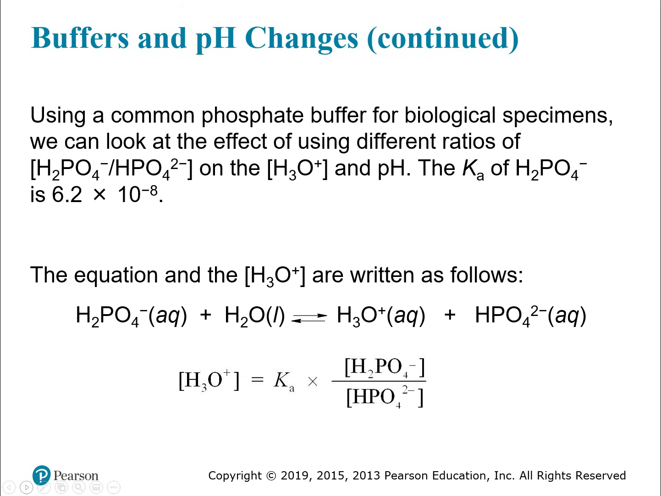Phosphate buffers are very common when you're looking at biological specimens, when you're doing any kind of biochemistry or biology work. And you can look at the effect of using different ratios of your conjugate base and your weak acid on the hydronium ion.